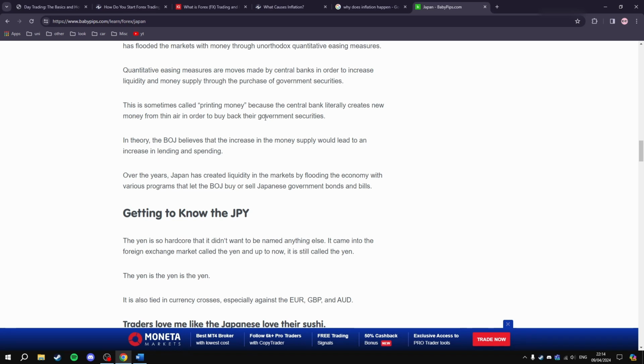So they will literally sell their government securities, and then they will just print off JPY to get their government securities back, which pumps JPY into the economy.